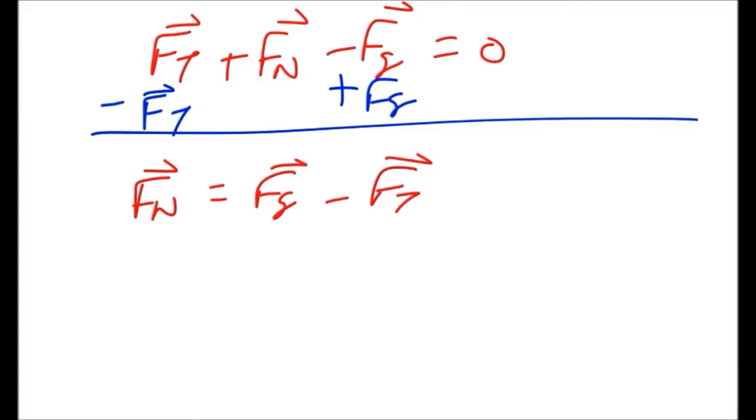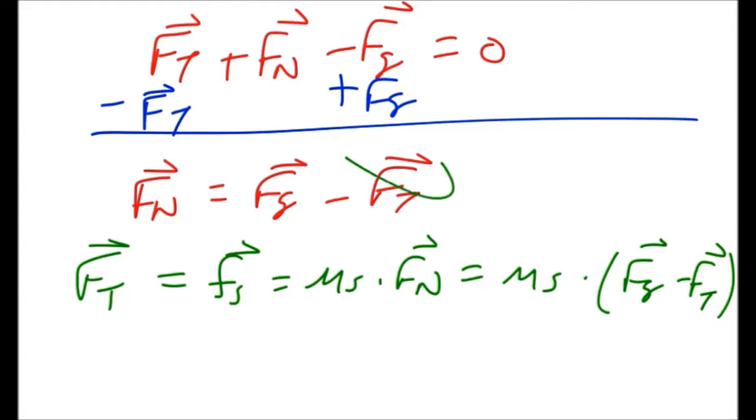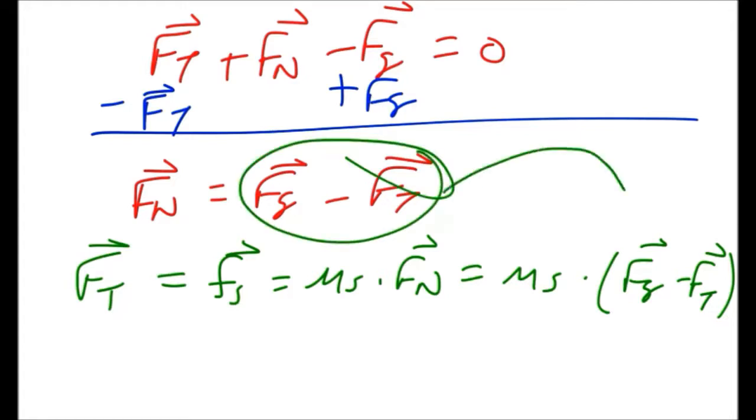The previous equation said that the tension force was equal to the frictional force, which was equal to mu times the normal force. So that's equal to mu times the force of gravity minus the tension force. Everybody okay with what we just did there? We took our expression for normal force and plugged it in right there. Is that okay?